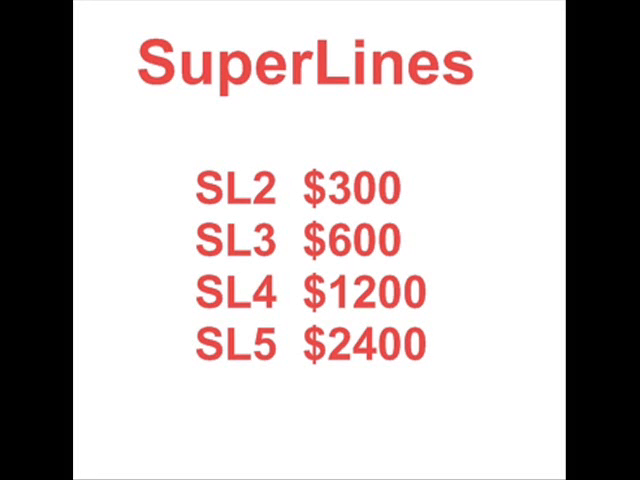This is just a short presentation to introduce you to the SuperLines which went live in your back office today. There are 4 SuperLines, SuperLine 2, 3, 4 and 5. They actually pay out the same commissions as the corresponding cash lines. So SuperLine 2, 300, SuperLine 3, 600, SuperLine 4, 1200 and SuperLine 5, 2400.